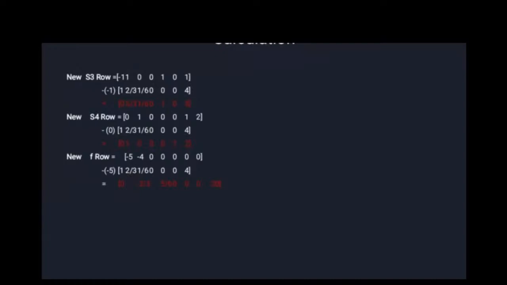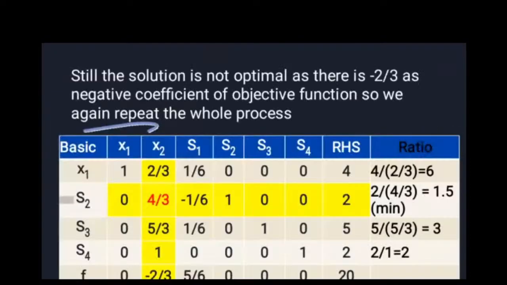Now we have to replace all the rows in the new table with the corresponding rows. We again make a new table and do the same procedures and check the criteria of optimality. Now this is not an optimal solution because the coefficient of the objective function contains a negative value. So we have to do the same procedures again. We have to find the new pivot row and new rows as well.